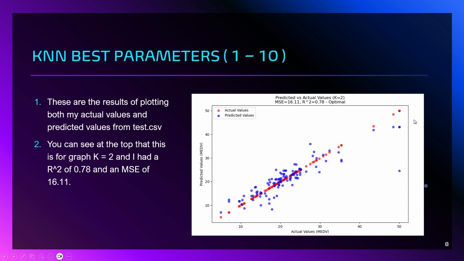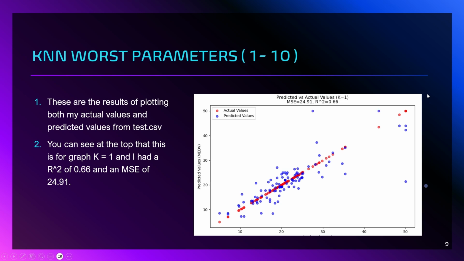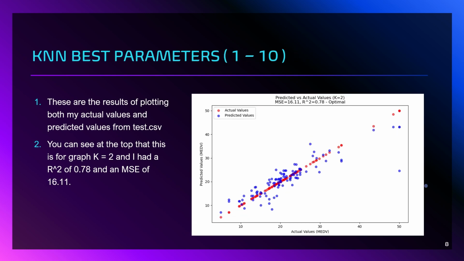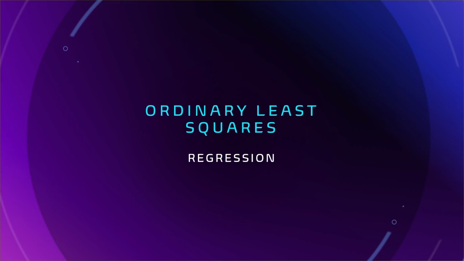And then 3 and moving forward would be considered underfitting because it hasn't learned the complexity of the data itself. And these are the optimal results at k equals 2. You can see my accuracy and the mean squared error up here. And this was my worst one, which was k equals 1, which was only 0.66. If you can kind of see the difference there.